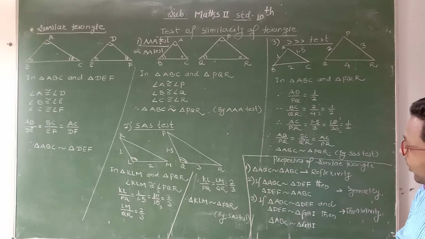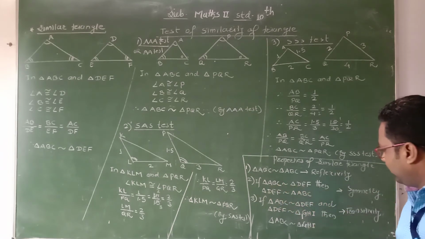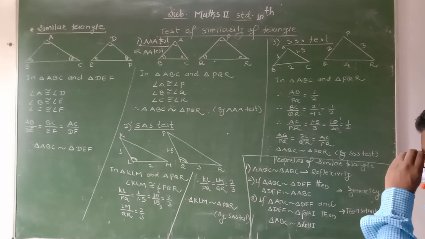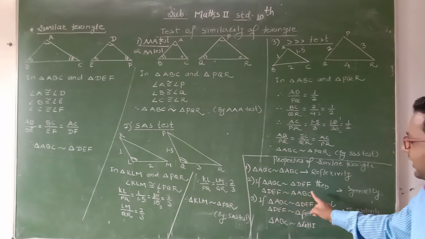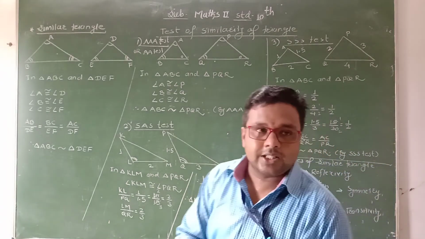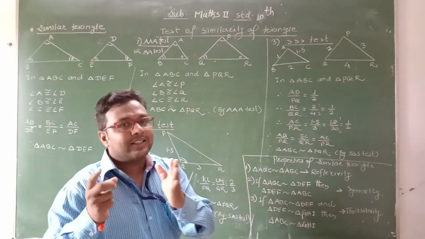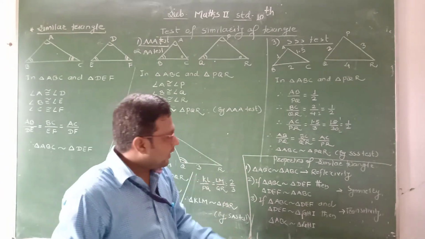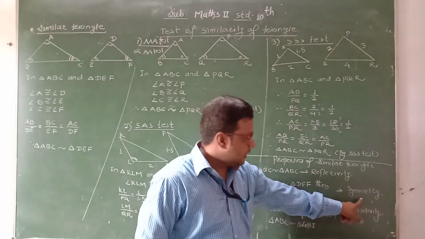Okay. Second property is if triangle ABC is similar to triangle DEF, that is, if one triangle is similar to another triangle, then triangle DEF is similar to triangle ABC. From that we understand if one triangle is similar to the second triangle, then that second triangle is similar to the first one. This property is called the symmetry.